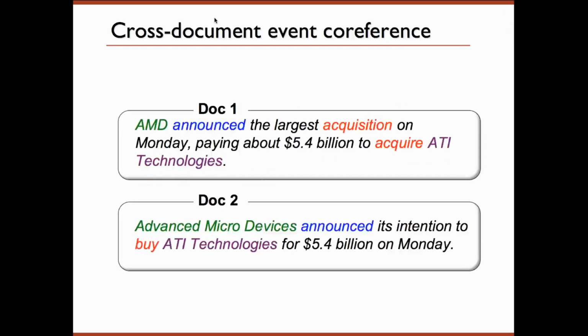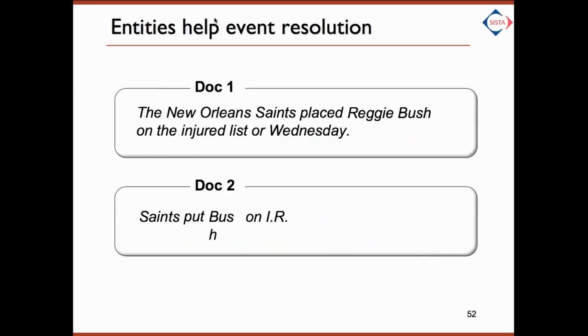So event coreference is essentially cross-document, what we do here. If you have a bunch of documents, we're trying to cluster things around events. So we need to know that "announced" and "announced" are actually the same event. We're also doing entities, so we need to know that AMD is the same as Advanced Micro Devices, and so on. The observation I made before was that entities help events. Knowing that those two entities are the same helps us cluster "placed" and "put." And the reverse is also true: events help entities.